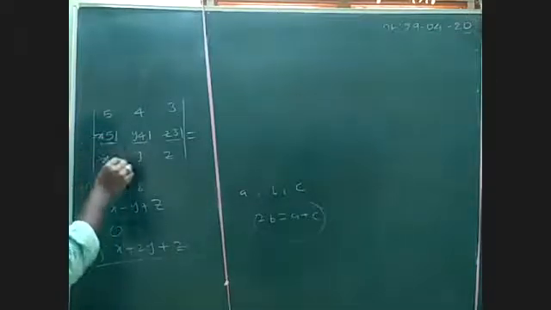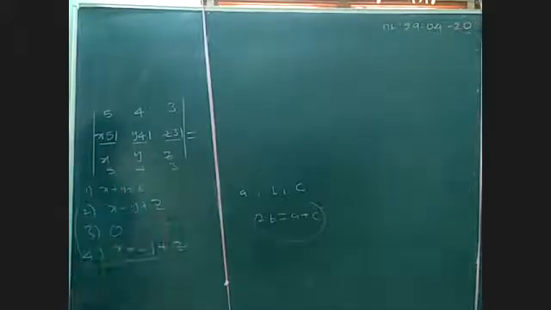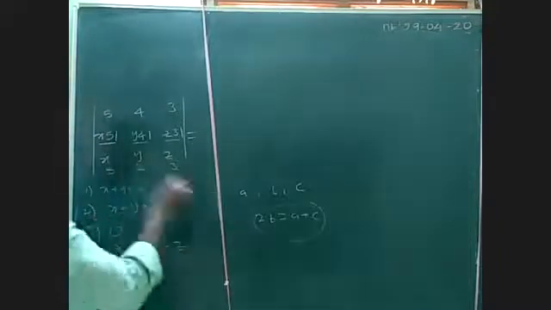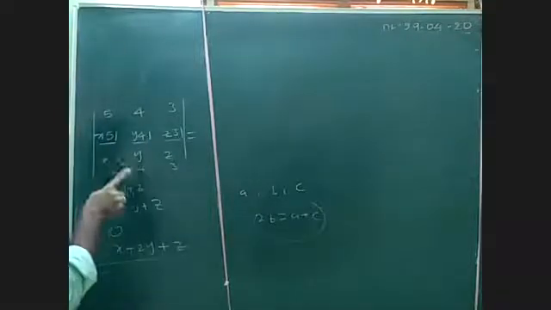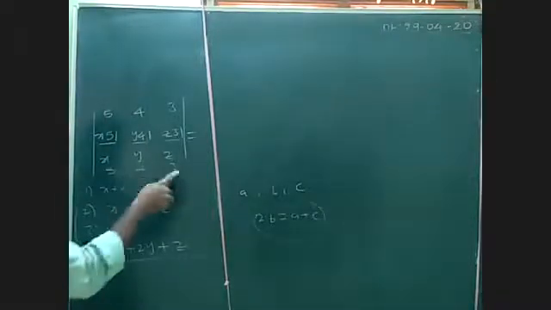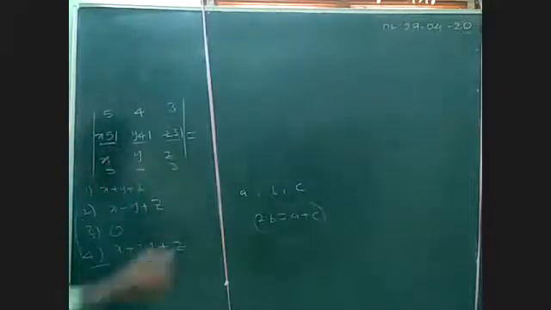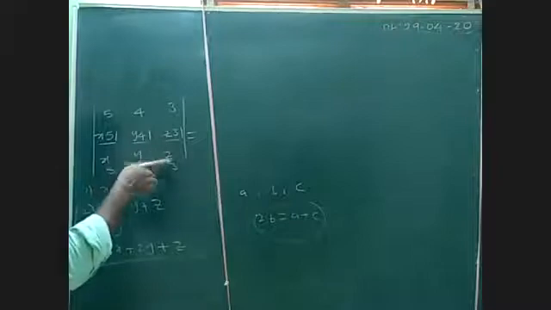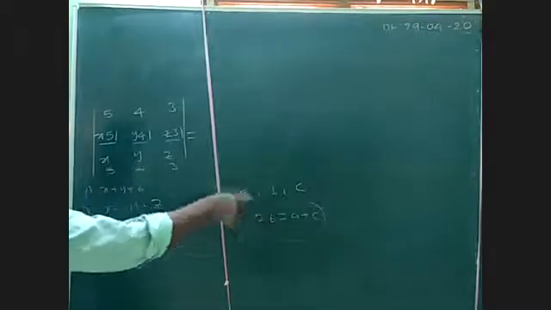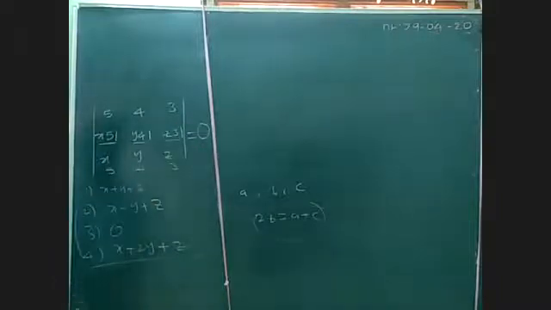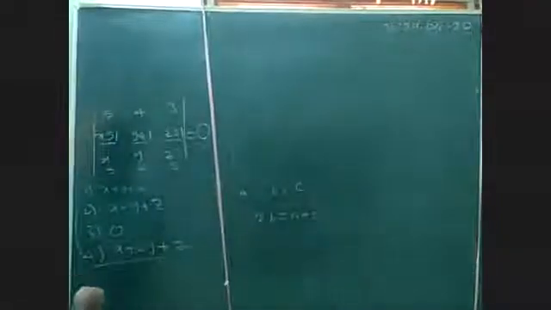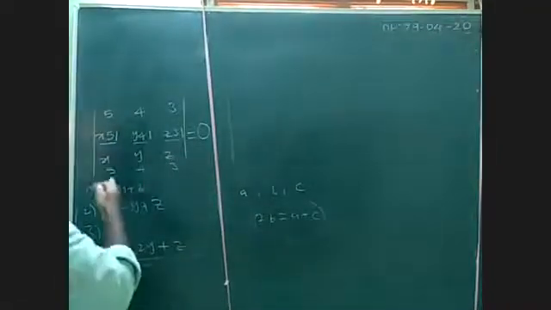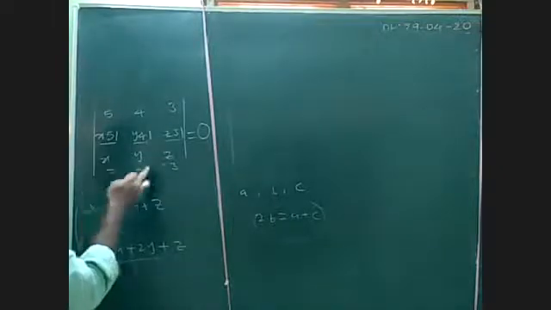Take the same, like 5, 4, 3. If I take 5, 4, 3, then x, y, z are in AP. 2 into 4 is equal to 5 plus 3, 8 is equal to 8. And also look here, what is the advantage if I take 5, 4, 3? These three terms also satisfy the AP condition, and we also get the determinant value as 0. Why? Because any two rows are the same. I want to take the x, y, z values as 5, 4, 3 here.